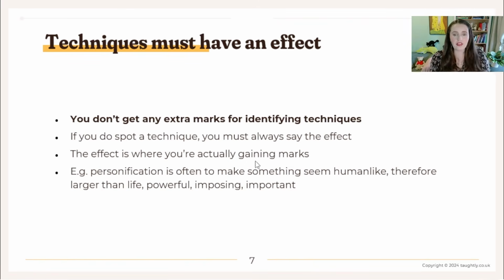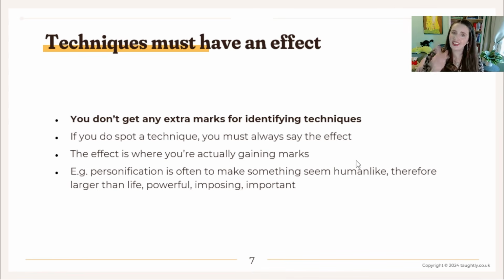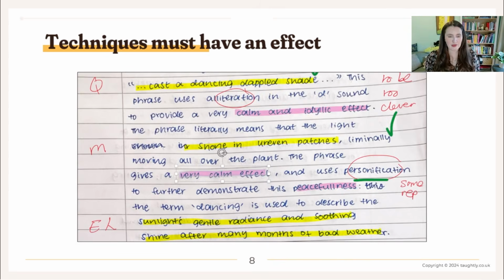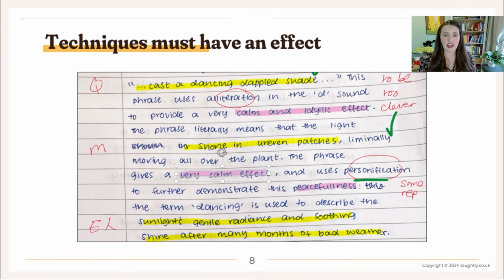Run away. So, for example, if you identify personification, great, good for you, but you only get marks if you say that it's used to make something seem human-like, therefore larger than life, powerful, imposing, and important. These are the effects. That's why you're getting your mark. Word choice of personification, good for you. Clever. But it's not literature and it's not necessary. For example, here is one of my previous lovely tutees who did get an A star. In one of her practices, though, she was falling into the trap of identifying lots of techniques, and it didn't get her any more marks.